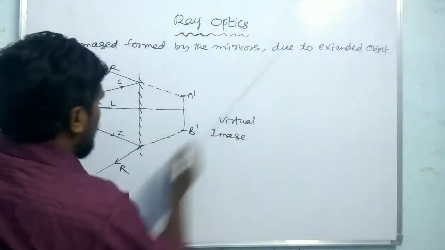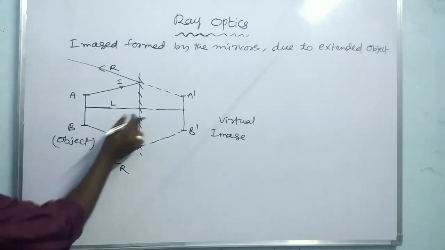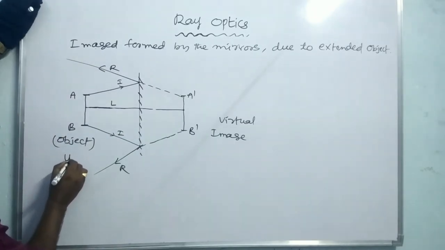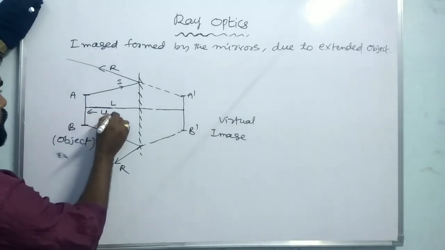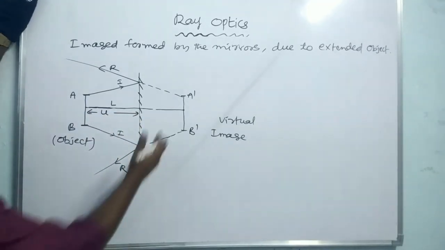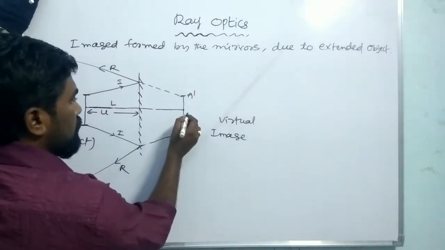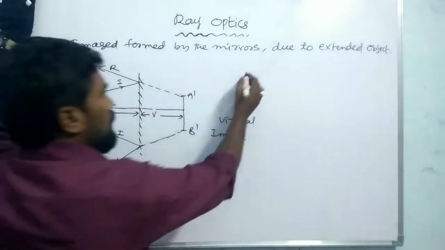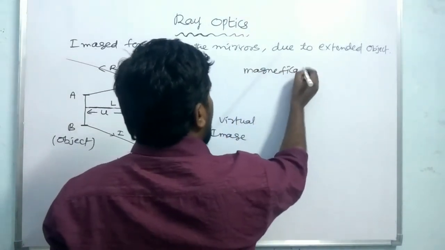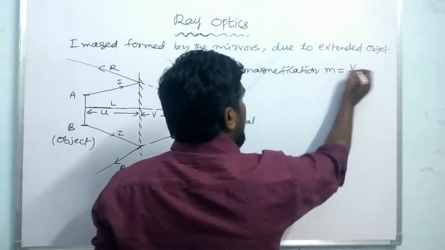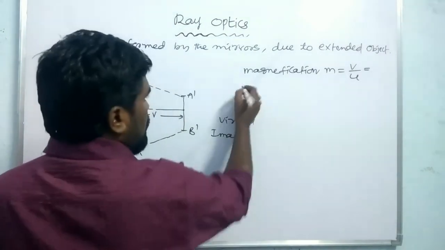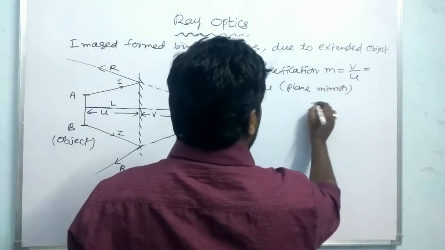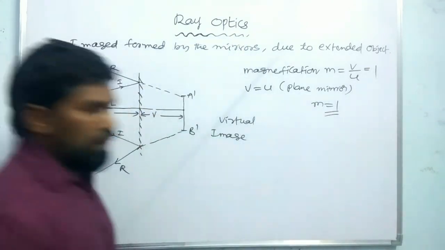So this image is a virtual image. The distance from the mirror to the object is denoted by the letter U. So this is the U, right? And the distance from the mirror to the image is V. The ratio of these two gives us the magnification. So what is magnification here? Magnification M is equal to V by U, where V is equal to U in case of plane mirrors. So you can write that M is equal to 1.